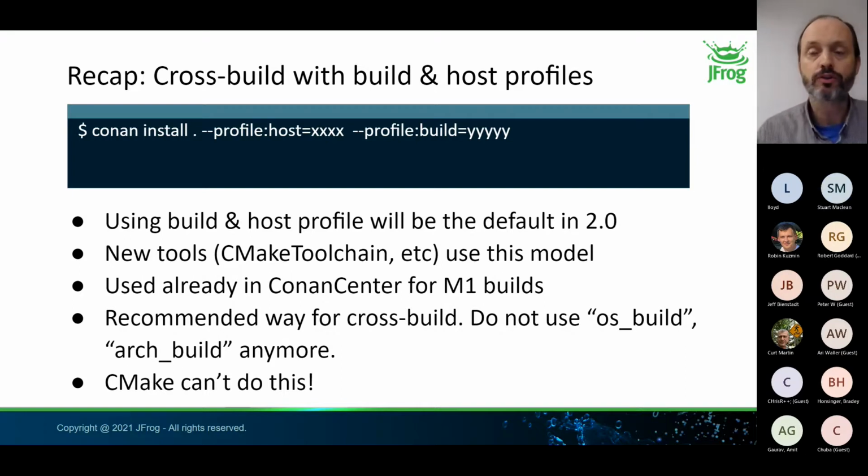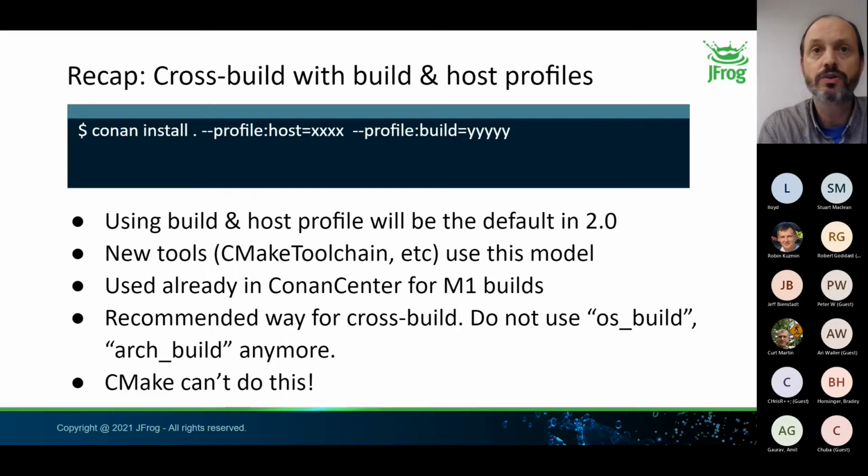The new tools, like the new transparent CMake integration that I was showing you earlier, already use this model. They are prepared to handle this cross-building scenario and this build and host model. We are already using this in production in ConanCenter. Actually, the M1 builds for the M1 architecture in OS X, as we don't have the machines in the CI servers, we are cross-building them with this solution, using the build and host profiles.